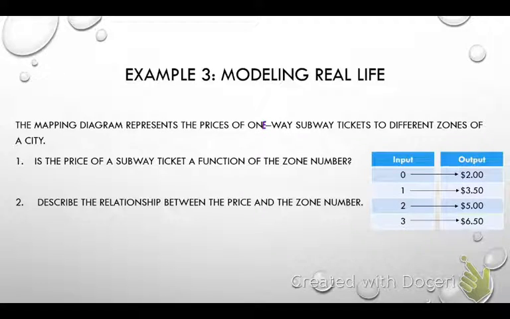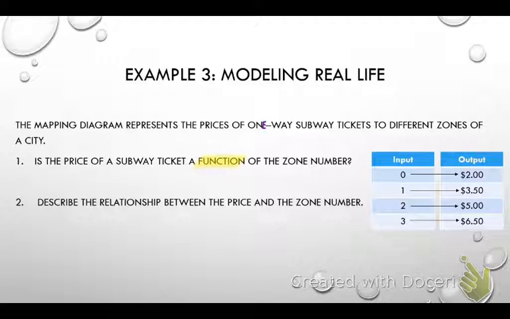These questions are basically the same questions that we answered in examples 1 and 2, except now this is a real life example. This is something that we could experience, that we could actually do. All right, so hopefully that helps you make that connection. So is the price of a subway ticket, that would be my output, a function of the zone number? That kind of seems like a weird question, but something should kind of set off a flag with me.